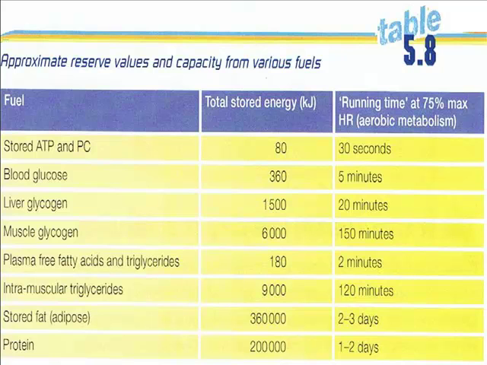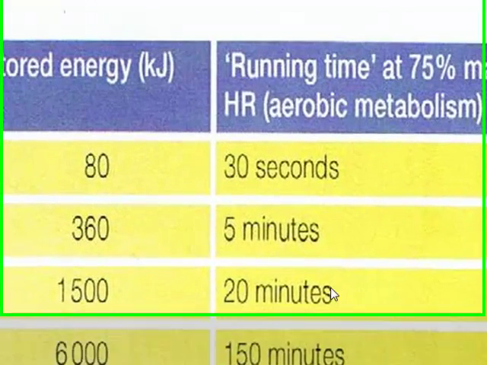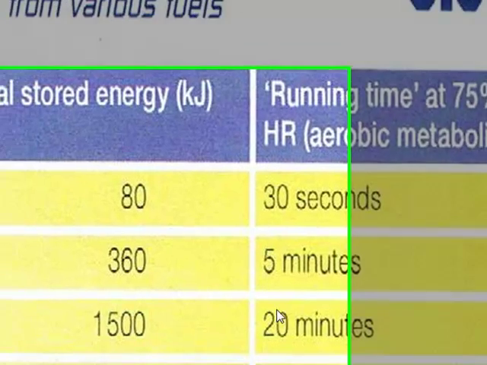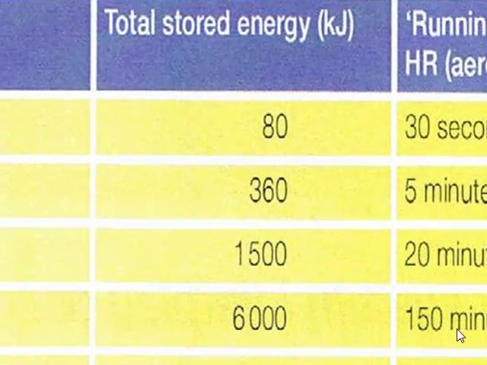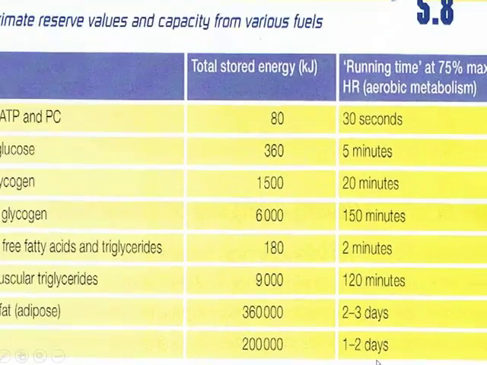Okay, we're back. I want you to look at these values here. That's why I've put this in. We've got running time at 75% of maximum heart rate. At 75% of maximum heart rate, we're predominantly using the aerobic system. So we have 20 minutes worth of liver glycogen and 150 minutes worth of muscle glycogen, more muscle glycogen than liver glycogen. And then look at our adipose here, 2 to 3 days worth, and that is actually working at 75%. If we were just resting, we've got a lot more fuel that can be used for our energy. So that's what I want you to take out of that very complex table.